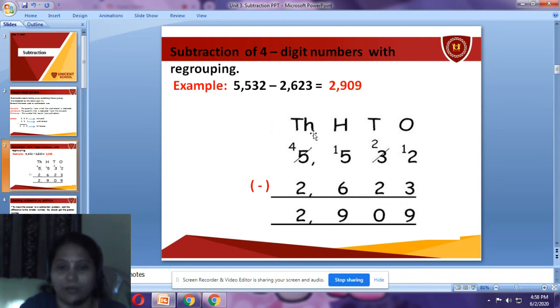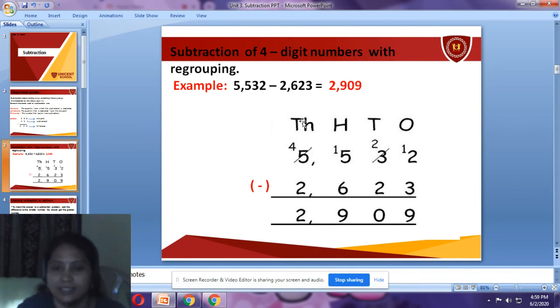Okay. Now let's move on to the thousands place. In thousands place we have borrowed 1 from it, so here it remains 4. Okay, children. From 4 again we have to cut 2. 4 minus 2 is 2.